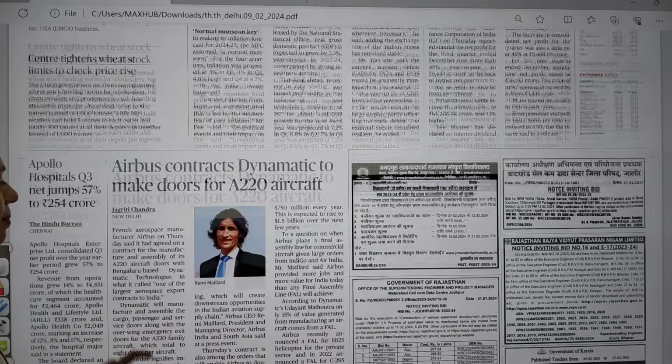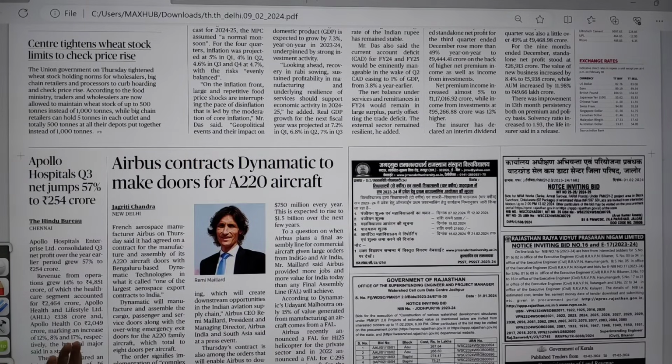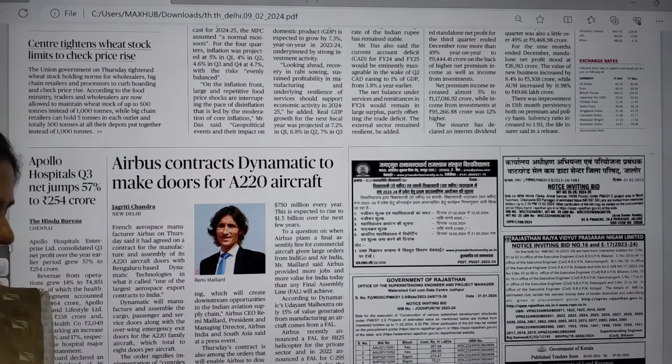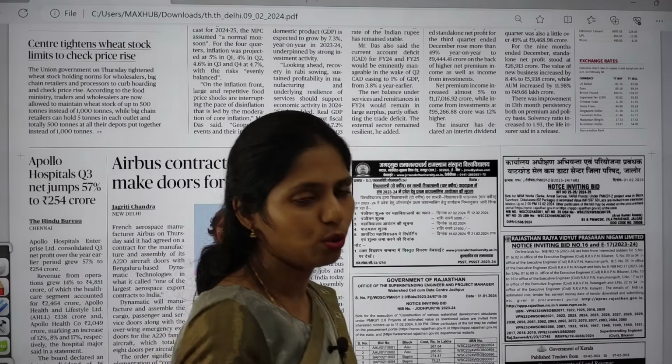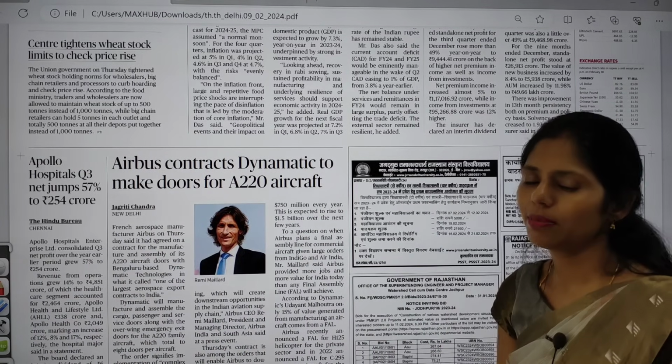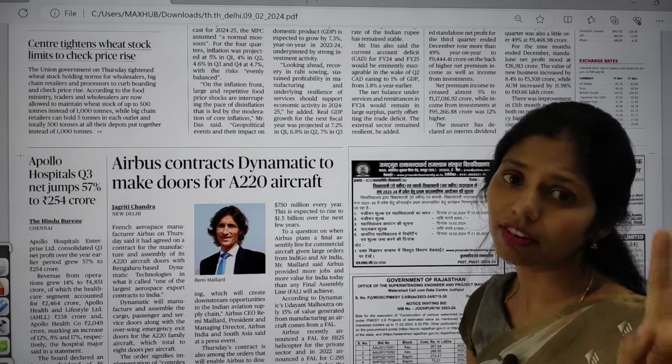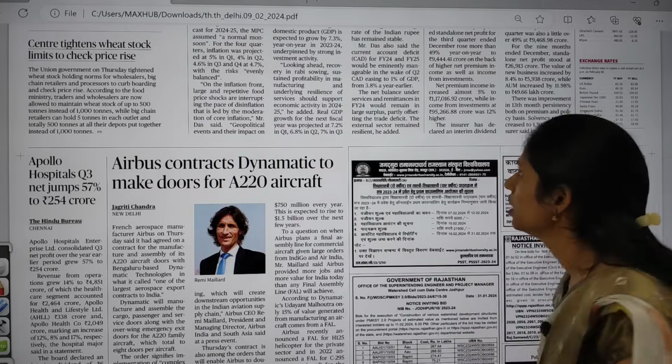So these are the very important articles that appeared in today's Hindu newspaper. That's all, nothing more, nothing less. Don't read irrelevant articles and don't waste your time. There will be not more than 6 to 8 articles every day in your newspaper which are relevant from our examination point of view.